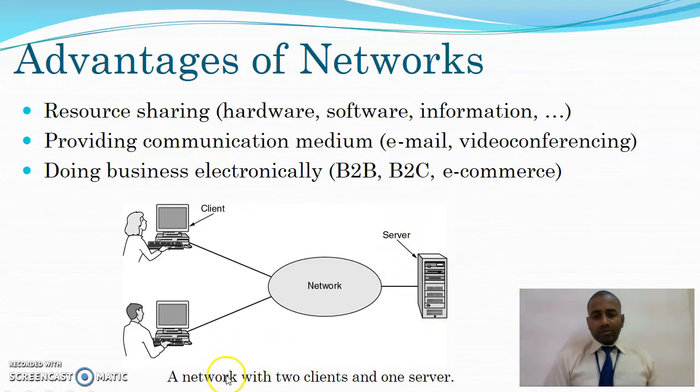Here is a network with two clients and one server. Two client machines, this is client machine 1, this is client machine 2, connected over the network with the server, right? Sometimes the client wants some information from the server. In the sense, first a request is made, it goes over the network, and finally the result comes from the server.